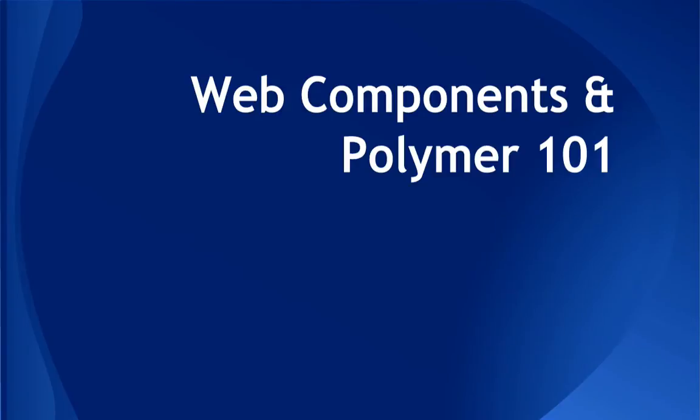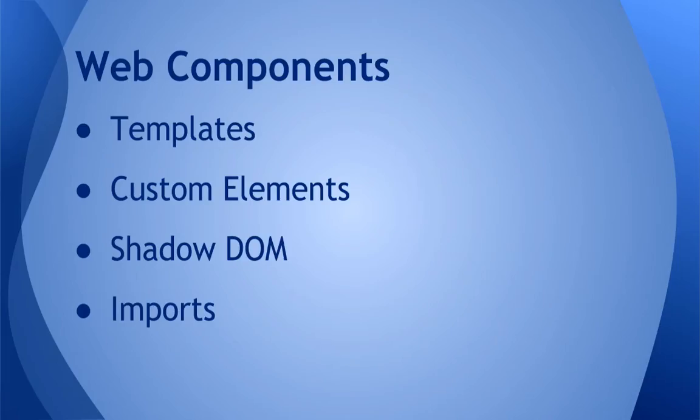First, let's talk about exactly what web components are and how Polymer can complement them. Web components are a set of W3 standards that are beginning to make their way into browsers. They allow us to wrap markup, styles, and behavior into custom HTML elements. There are four concepts that allow us to do this. First is templates, then custom elements, shadow DOM, and imports.